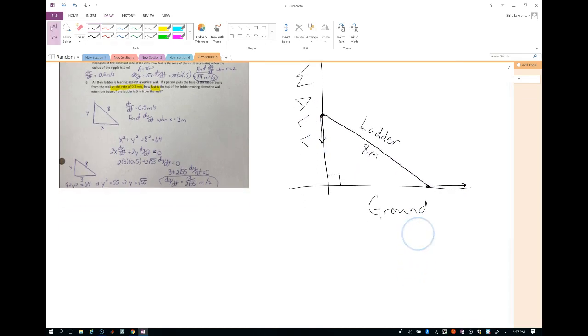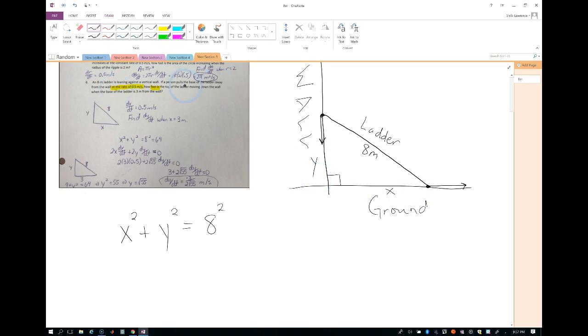Since we have a right triangle here, that tells me that we've got to start with our Pythagorean equation, because we're talking about the lengths of the 3 sides of a right triangle. So x squared plus y squared equals 8 squared. I'm going to say that x is the ground and the y is the wall.